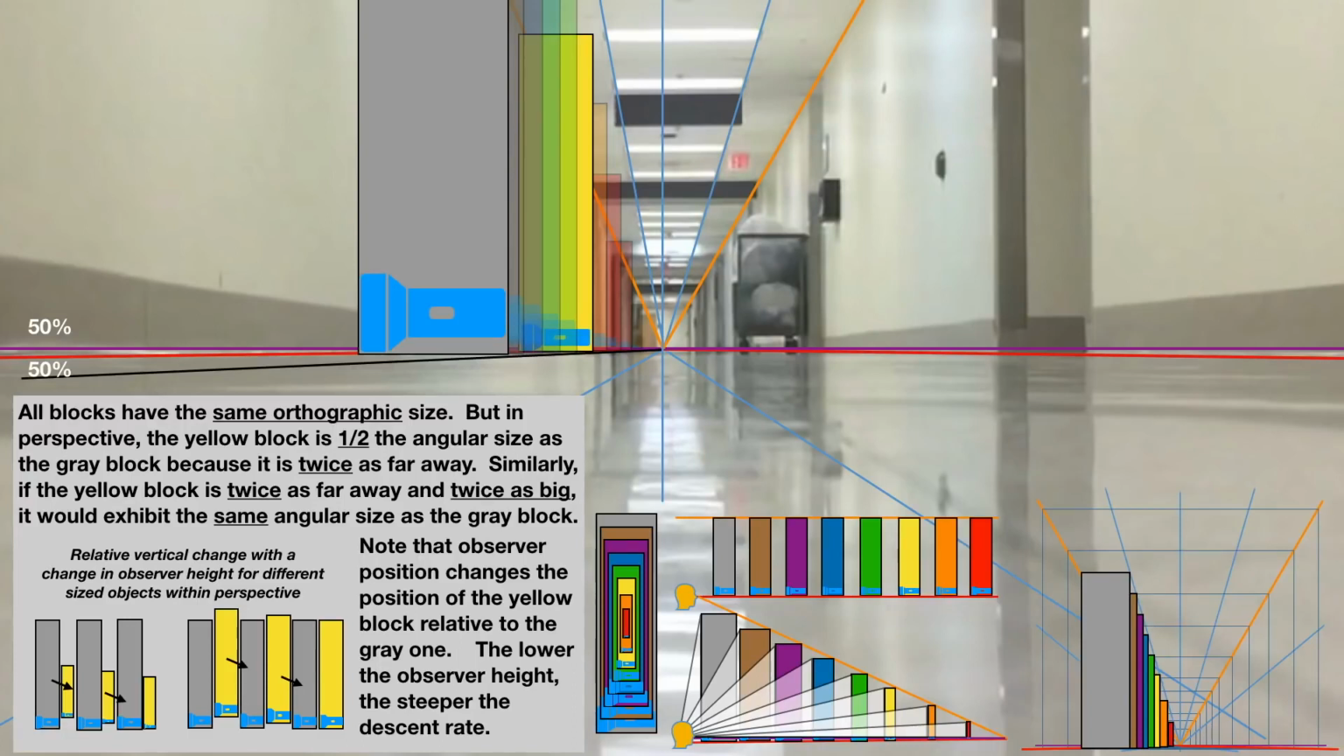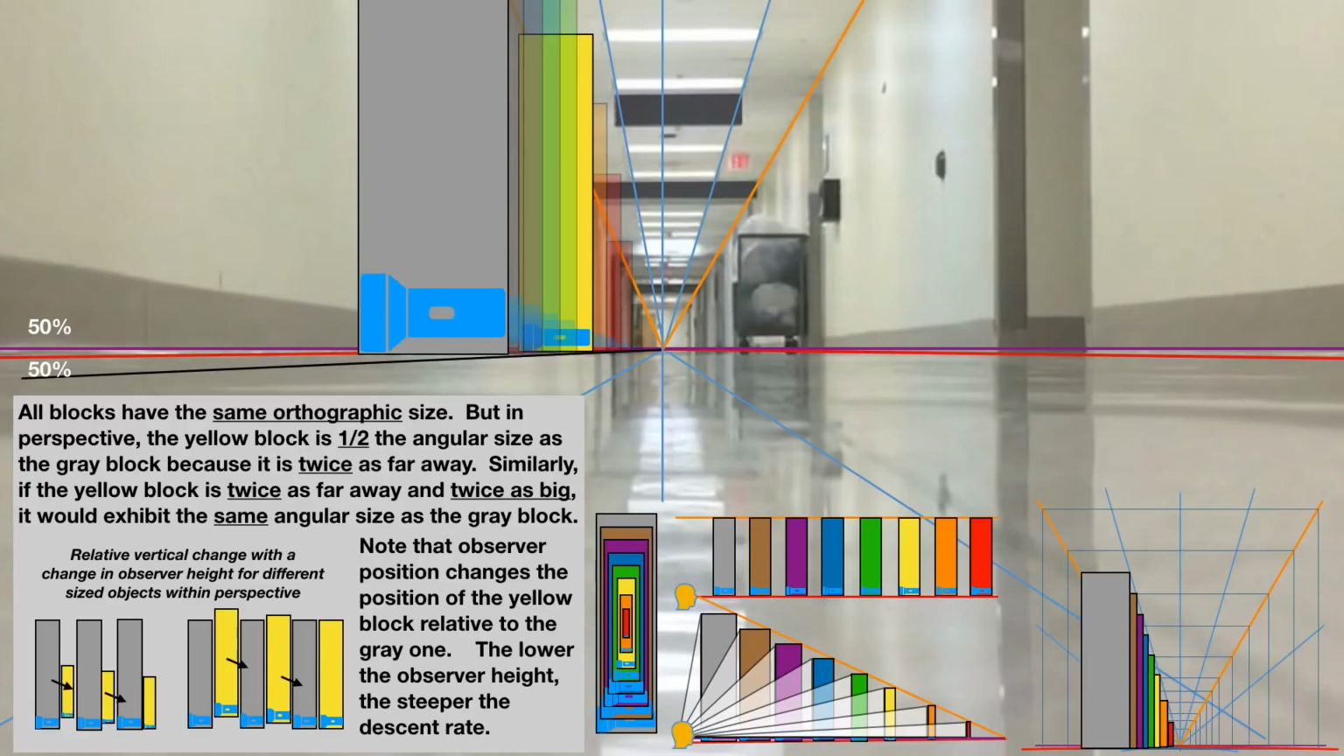So note that the observer position changes the position of the yellow block relative to the gray one. The lower the observer height, the steeper the descent rate of that yellow compared to the gray. So if I were to, in this case on the lower left, have the yellow and the gray block be the same size orthographically, then within perspective, the yellow block is going to be half the angular size if it is twice as far away. However, if the yellow block is now twice as big as the gray one orthographically, or let's say in real measurement, in real terms, then within perspective, we see a slightly different phenomenon.